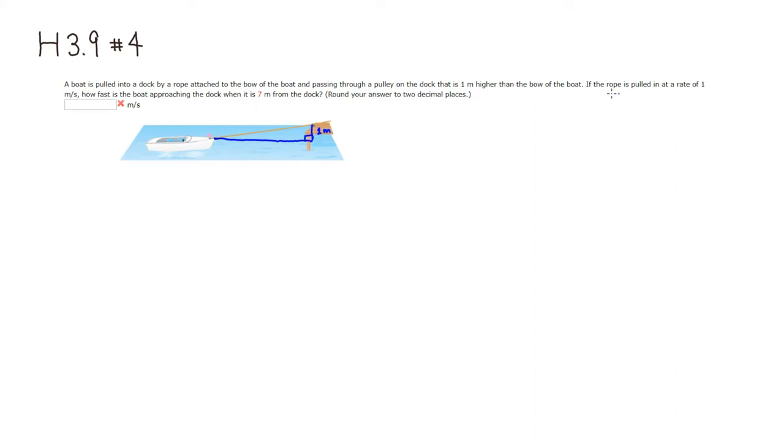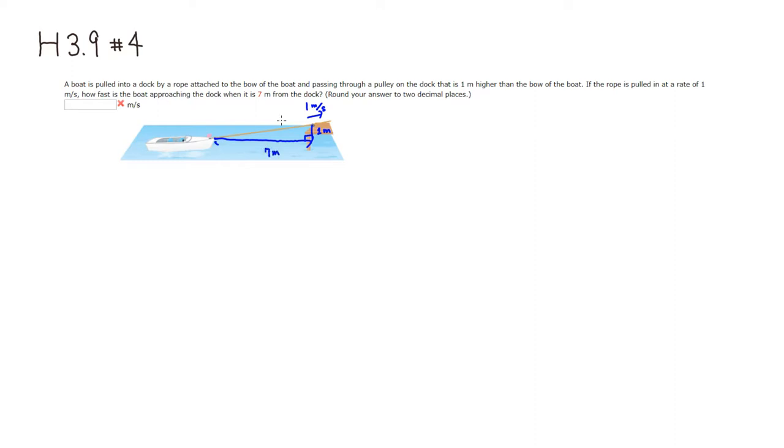Then the rope is pulled at a rate of 1 meter per second. So it's pulled in at 1 meter per second. And how fast is the boat approaching the dock when it is 7 meters from the dock? So at that time, this is 7 meters.